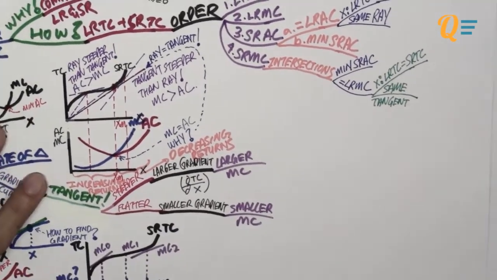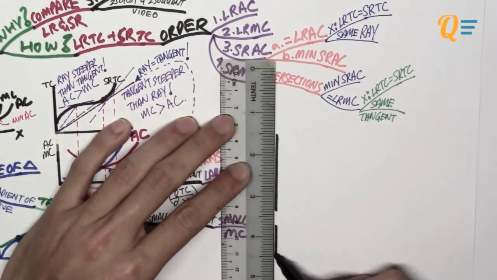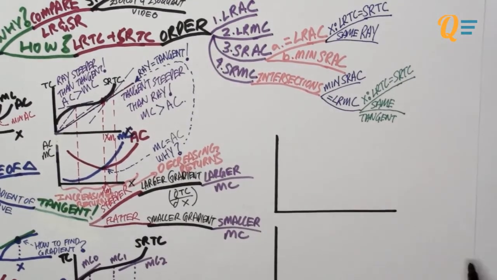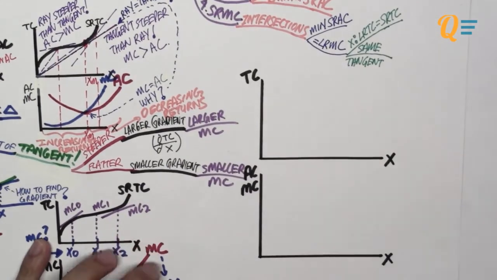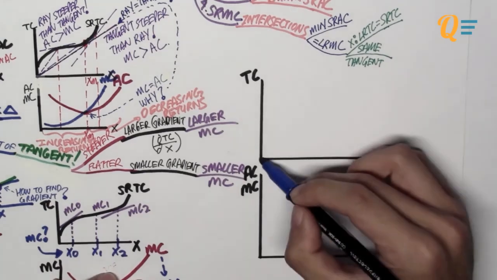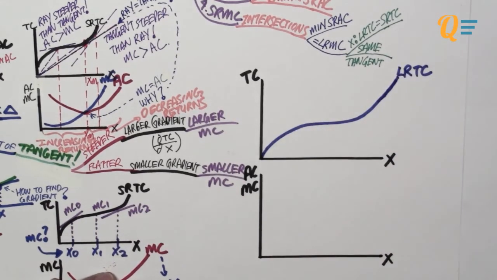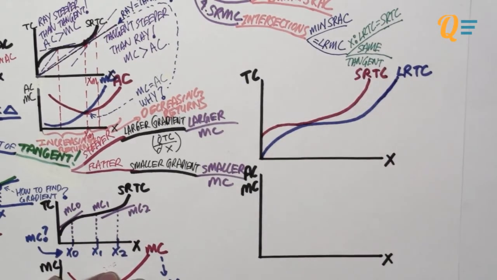So let's put all these words into graphics so that you can understand what was going on. Okay, I'm going to be drawing again two sets of axes because I'm going to need both the total cost curves to derive my average cost and my marginal cost curves. Okay, so I'm going to start by filling up my total cost curves. So here is my long run total cost in blue. And then I'm going to have my short run total cost in red. There will always be an intersection there.